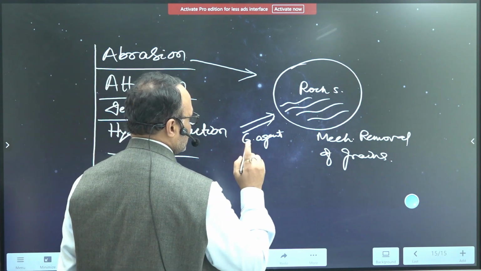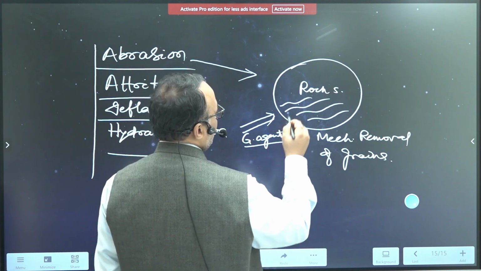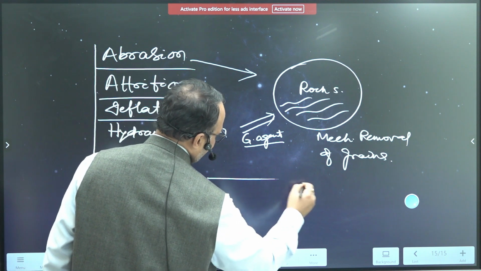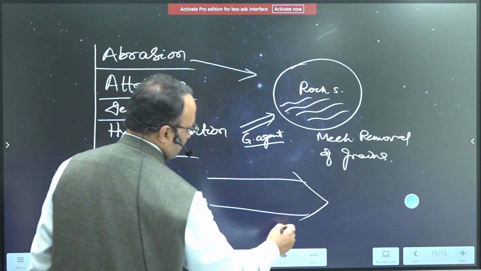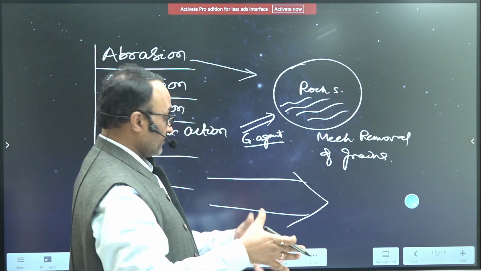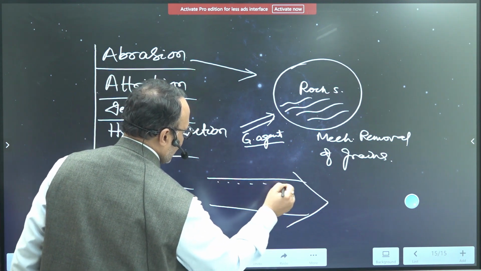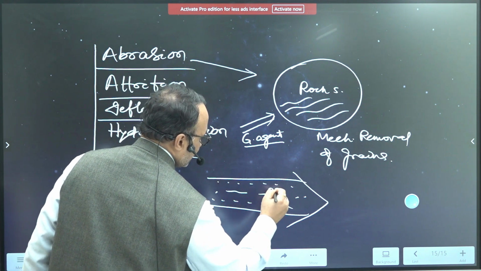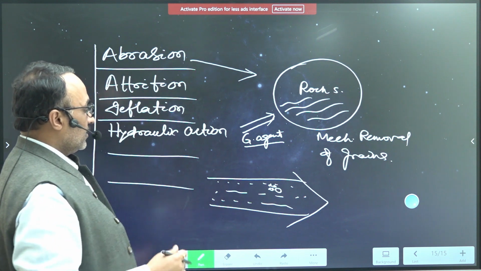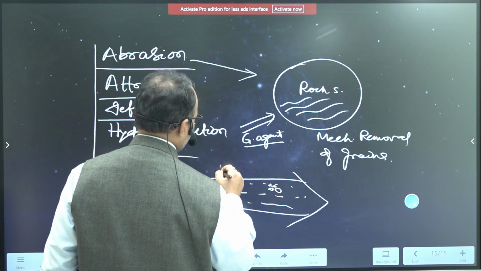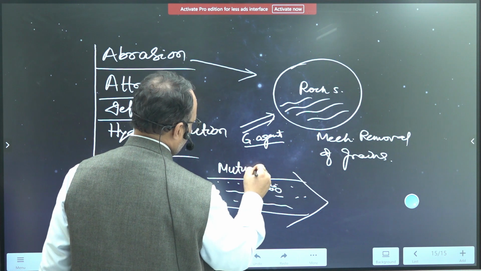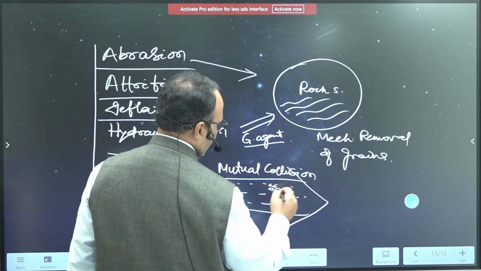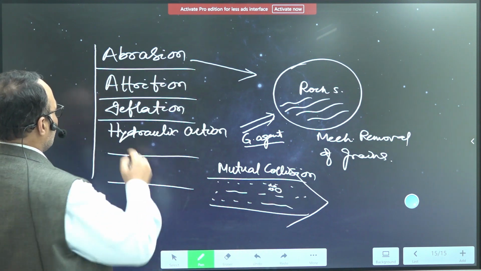So here just assume geomorphic agent is there and the rock surface is there. But inside the geomorphic agent itself, if there is a huge mass of water or wind, and inside that there are rock particles, and these rock particles are colliding with each other, mutual collision is going on between rock particles, then this term will be attrition.